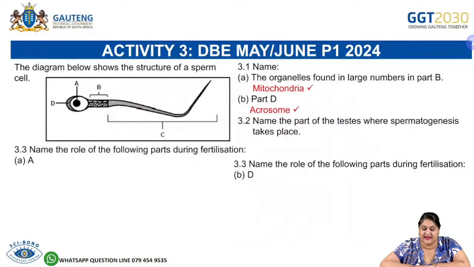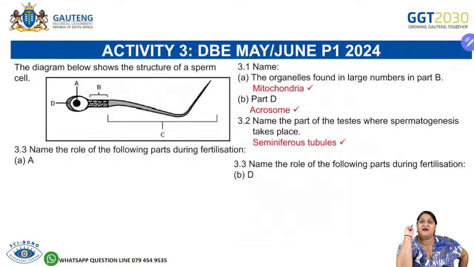And then they're asking us to name the part of the testes where spermatogenesis takes place. So now you know that it's the testes, but they want to know specifically where in the testes, and it is the seminiferous tubules. Then we go to 3.3a on this side. Name the role of the following parts during fertilization.